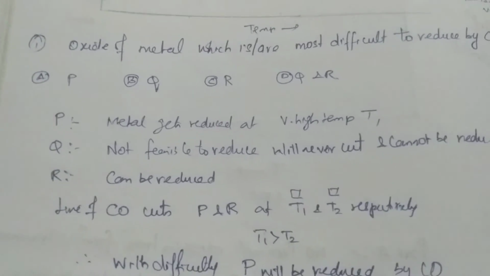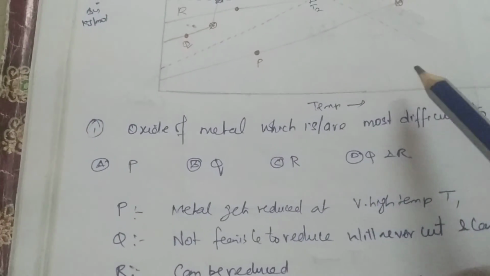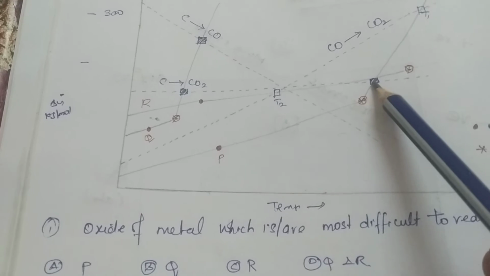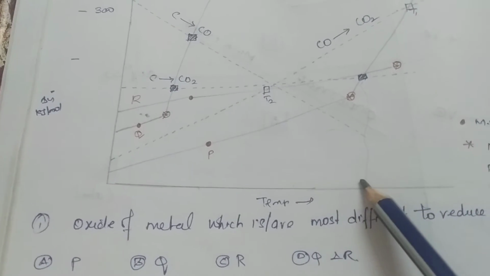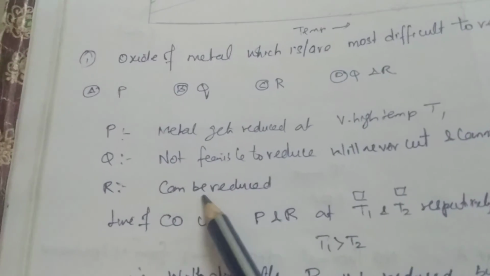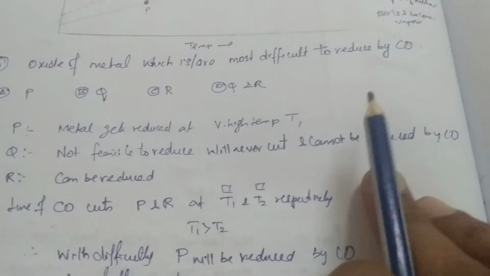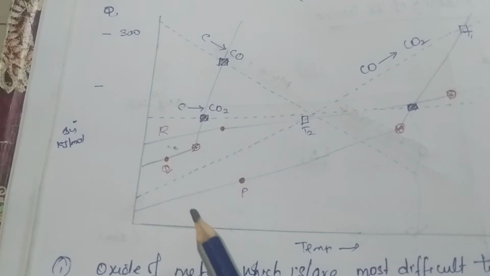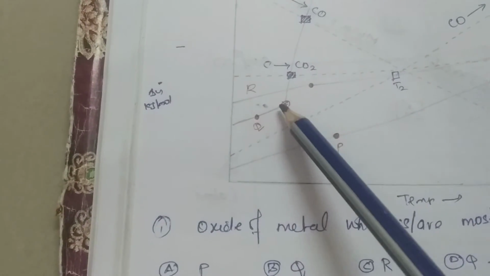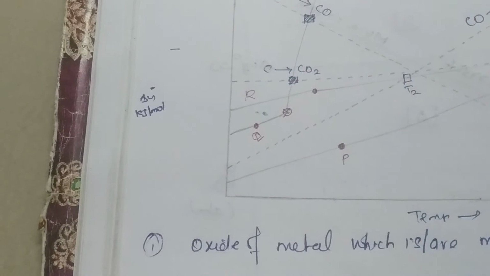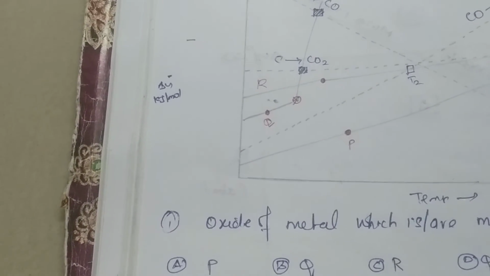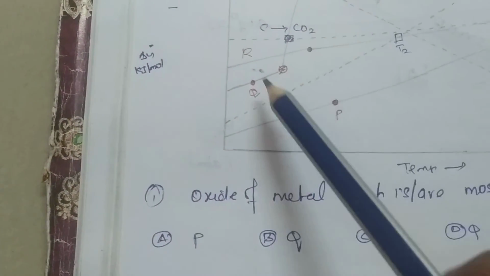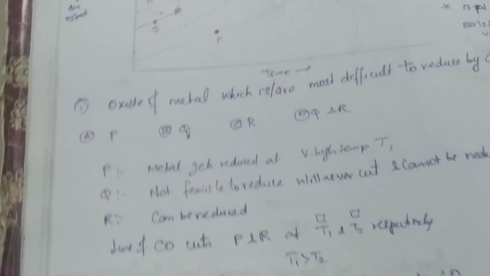See, P gets reduced at a very high temperature T1. Can you see this T1 here? This temperature is T1. This is where P gets reduced. Q is not feasible to reduce, it will never cut and cannot be reduced by CO. So Q is this one. Only up to this temperature it was possible. After this, because the line of CO is above the line of Q, it is not possible to reduce Q till a particular temperature.